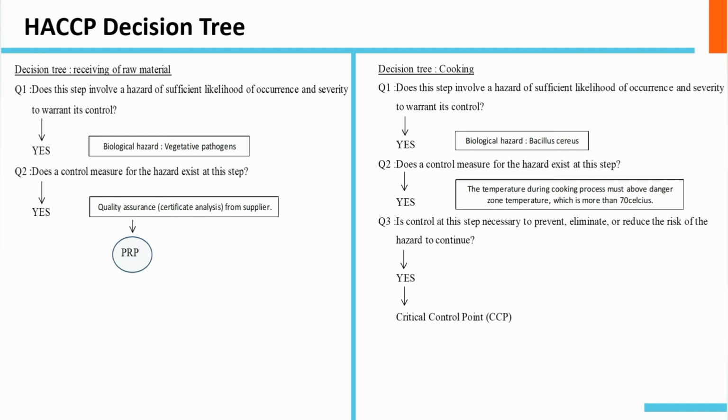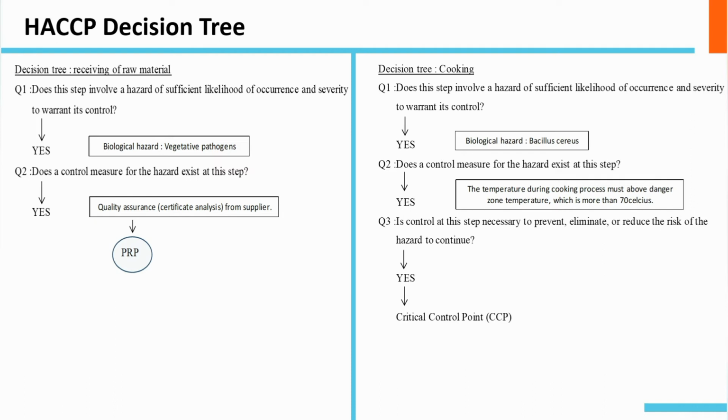The first decision tree is receiving of raw material, which involves a biological hazard, vegetative pathogen. The control measure for this type is quality assurance certificate of analysis from the supplier, which is already agreed by both parties before entering the production line. Therefore, this step is considered as a prerequisite program, or PRP. Next, decision tree for cooking.